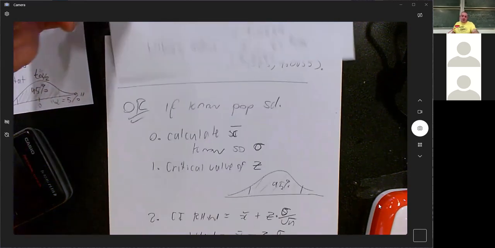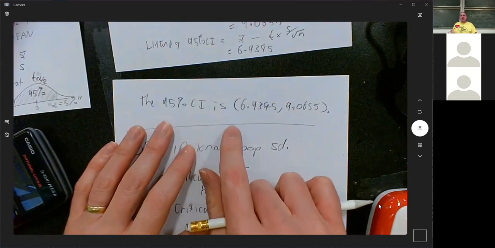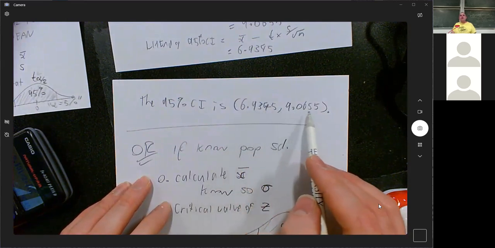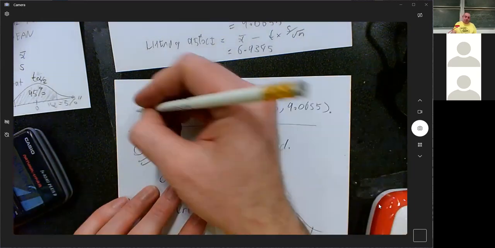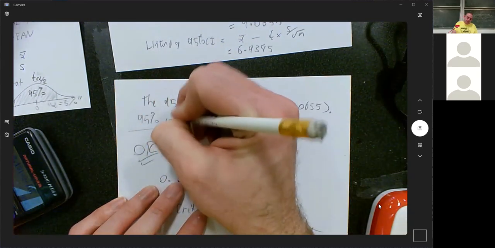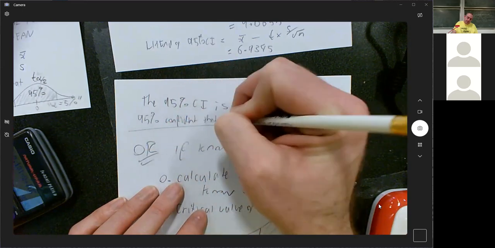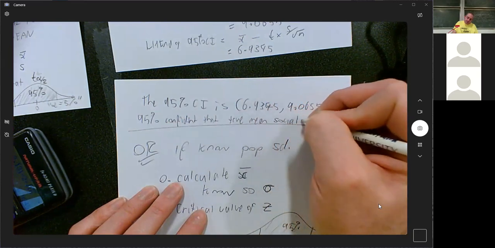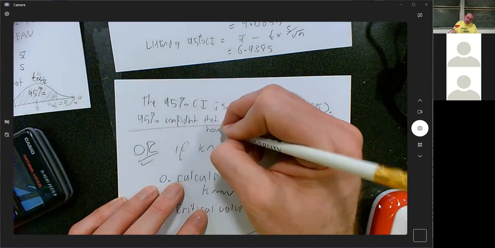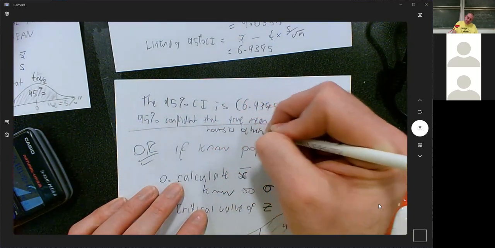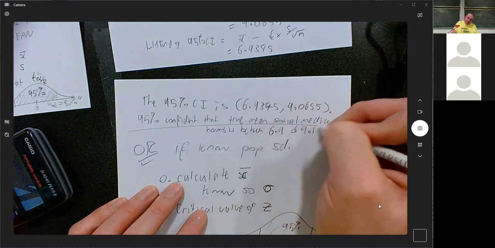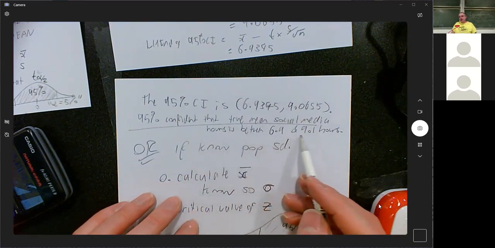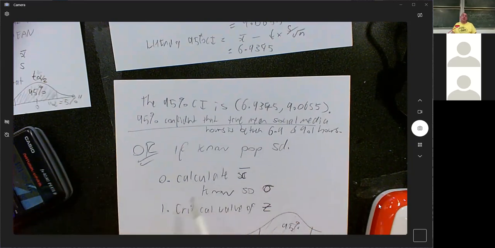And so the way to interpret this is you would say this one here, you say we are 95% confident that the true mean number of social media hours per day is between 6.9345 and 9.0655 hours. 95% confident that the true mean social media hours is between 6.9 and 9.1 hours, something like that. That's how to interpret a confidence interval.